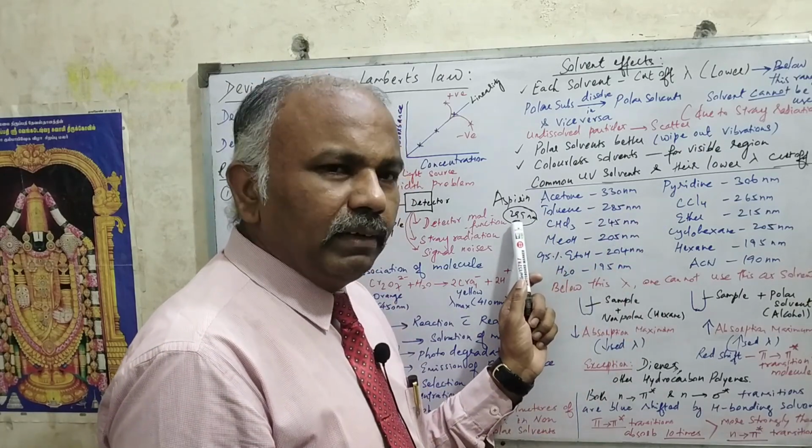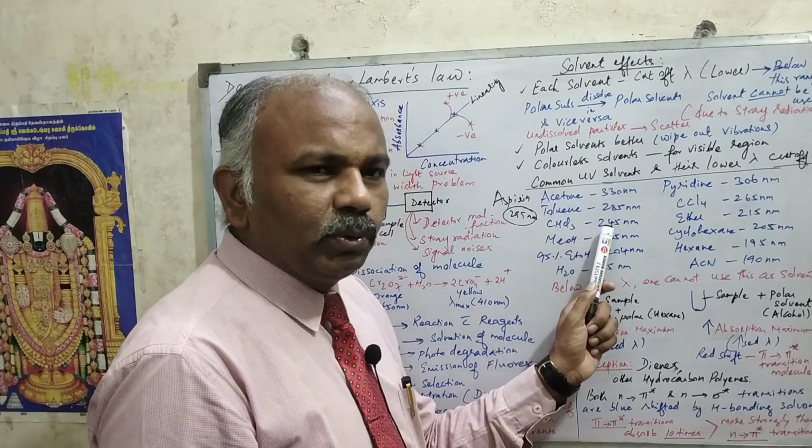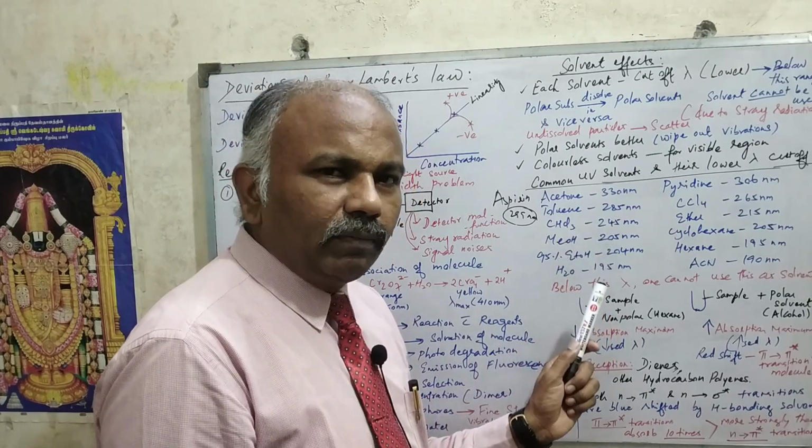Suppose this is my wavelength for the sample. If I use the solvent chloroform, for example, chloroform is 245 nanometer. So in this case, what will happen?